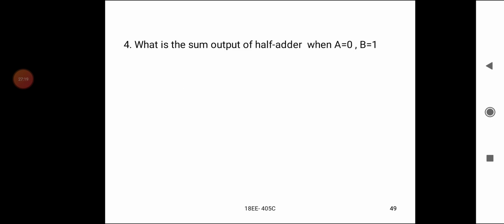Fourth quiz question. What is the sum output of half adder when A is equal to 0 and B is equal to 1? A is equal to 0, B is 1, C is 1 or 0, D is none of the above. When A is equal to 0 and B is equal to 1, the sum output is 1. So our answer B is correct.